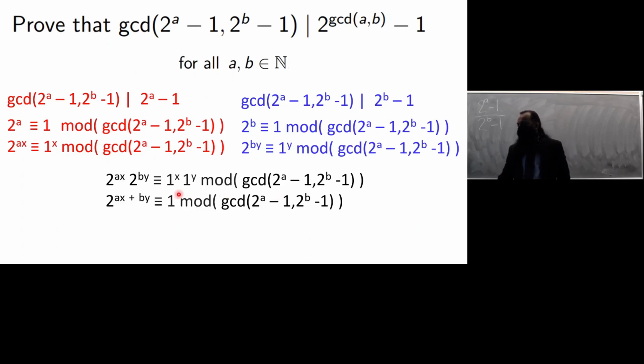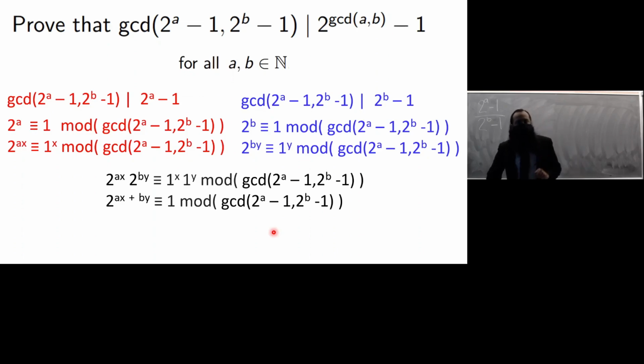Let's simplify this. We have 1 to the x times 1 to the y, that's 1. On the left, we have 2 to the ax plus by. Now you've got the proof done? Now you've got the whole thing? So what's the final step we're going to write? Well, I'm going to write a couple more steps, but now, why is it that this statement is true based on this right here?